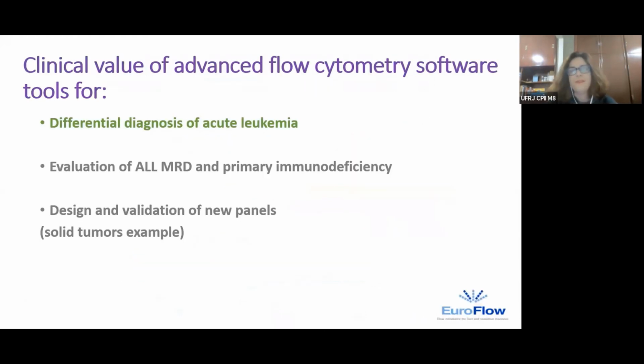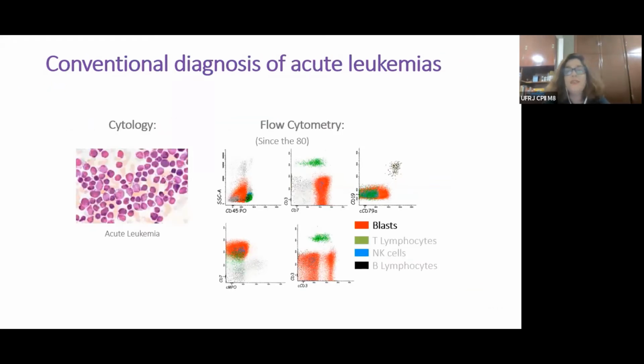So now we have to enter into our objectives for this talk. First, differential diagnosis in acute leukemia. Flow cytometry has been used since the 80s for this purpose. At that time, they had morphology and flow cytometry with a Boolean strategy and few parameters.